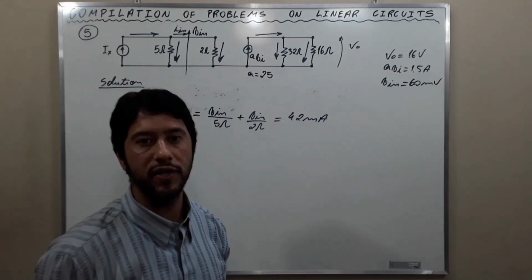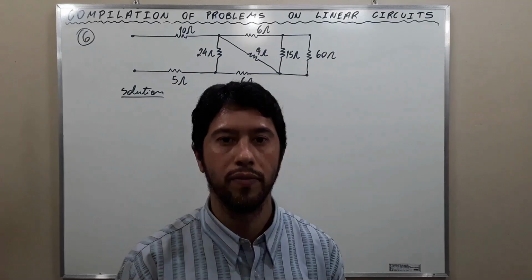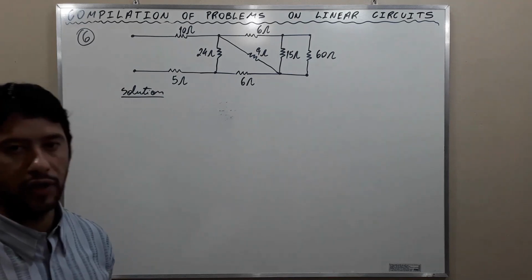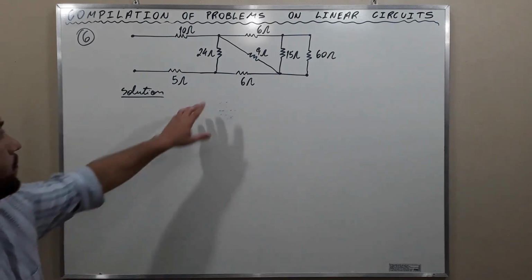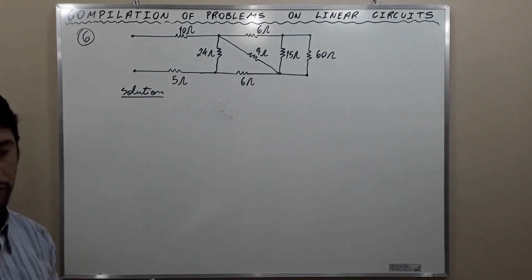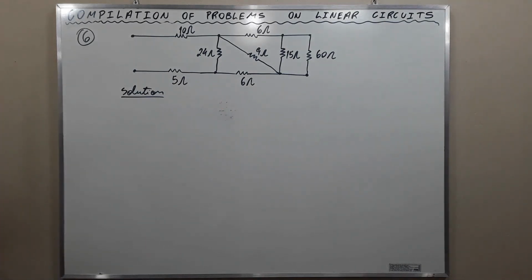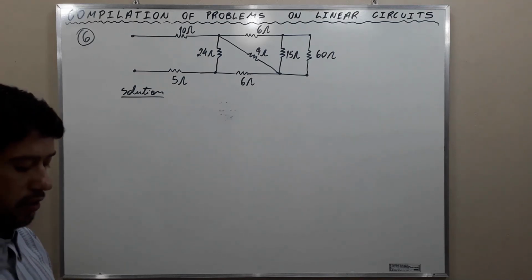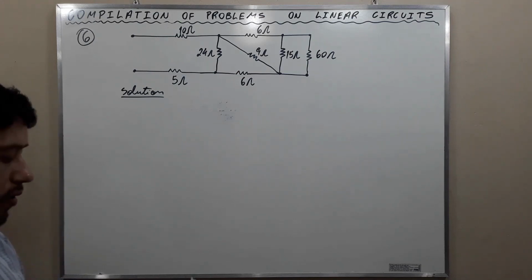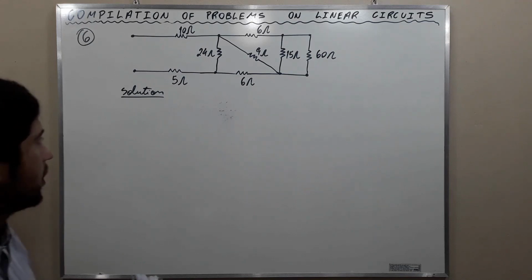Let's go to exercise 6 now. Question 6. Reduce the network shown on the board to a single equivalent resistance by combining resistances in series and parallel. Okay, my friends, this is the question. Let's go to the solution.